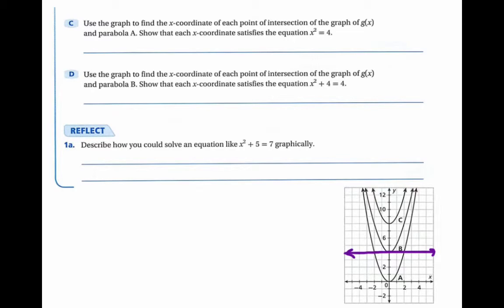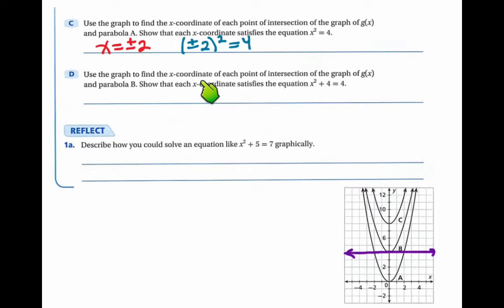All right, so we're going to use the graph to find the x-coordinate of each point of intersection of the graph of g of x and parabola A. We're going to show that each x-coordinate satisfies the equation x squared equals 4. So if we look at this graph and we're dealing with parabola A, then we have an intersection at -2 and +2. So we're going to say just plus and minus 2. And how can we show this? Well, we're going to plug that plus or minus 2 into our equation. Plus or minus 2 squared, does that equal 4? Yeah, -2 squared equals 4 and +2 squared equals 4. Yeehaw.